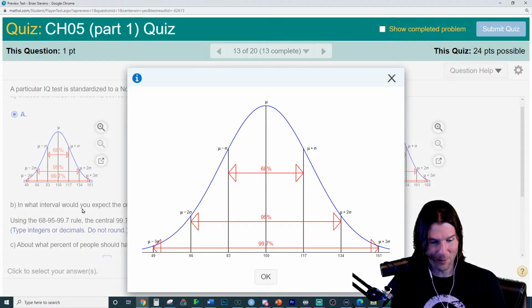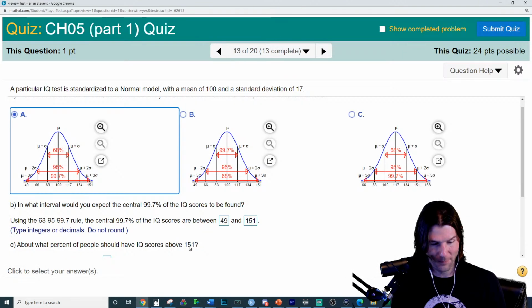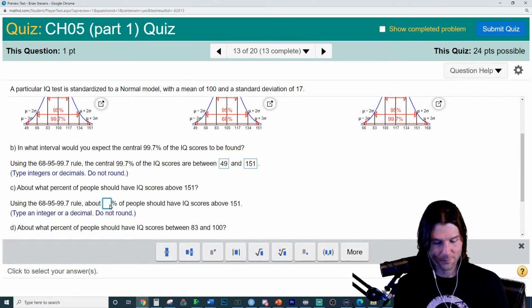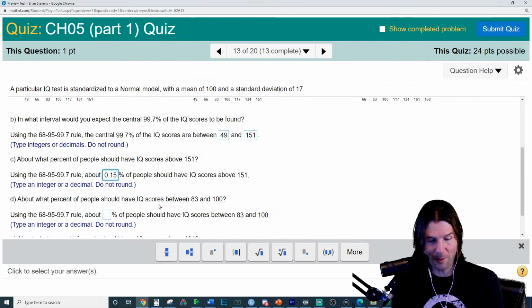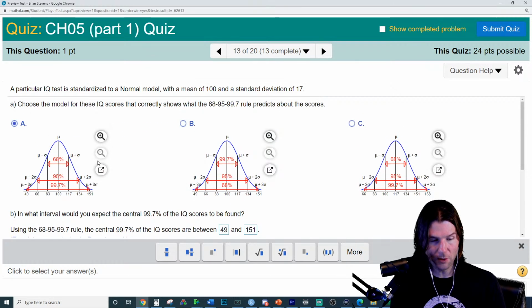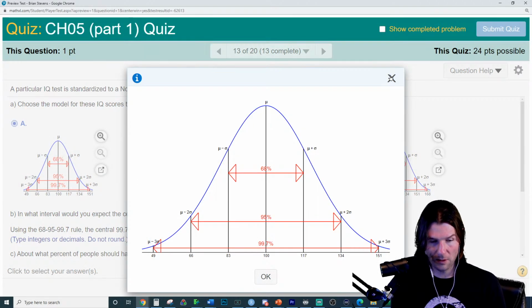And it is above, right? I got one wrong earlier because I did it the wrong way. Above. Okay, good. We did it. A very small percentage. About what percent should have between 83 and 100? Let's look at the z-scores on those. This is the right graphic, right? Good. 83 and 100 is between here and here.